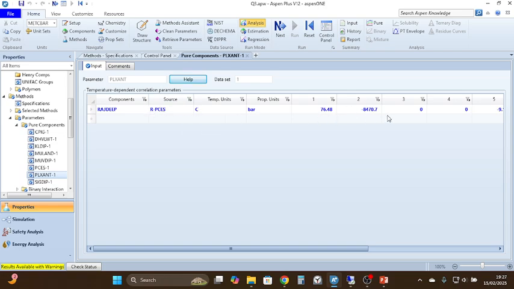Since the data was not present inside Aspen initially, we have defined its molecular structure, and then we have tried to estimate its properties.